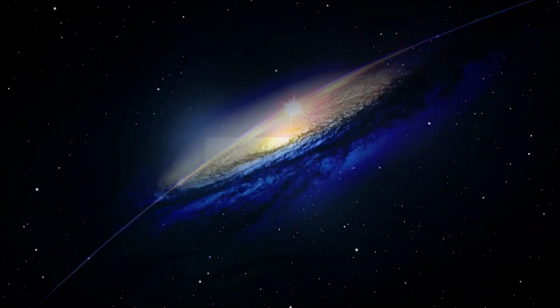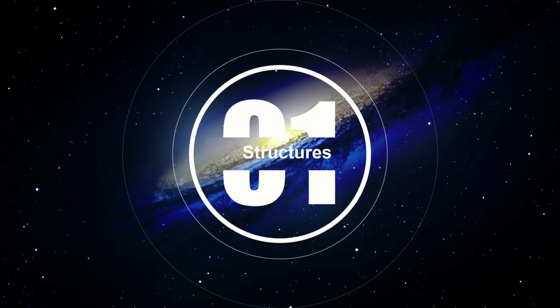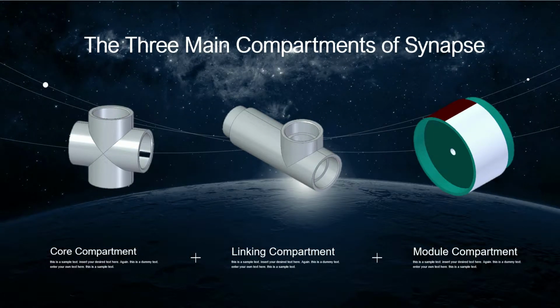So let's start by understanding the overall structure and components of Synapse. The main part, the space settlement in NRHO, is built by 5 types of compartments. The core compartment, the linking compartment, the module compartment, the transition compartment, and extended compartment. The 3 foremost compartments are the main components of Synapse.